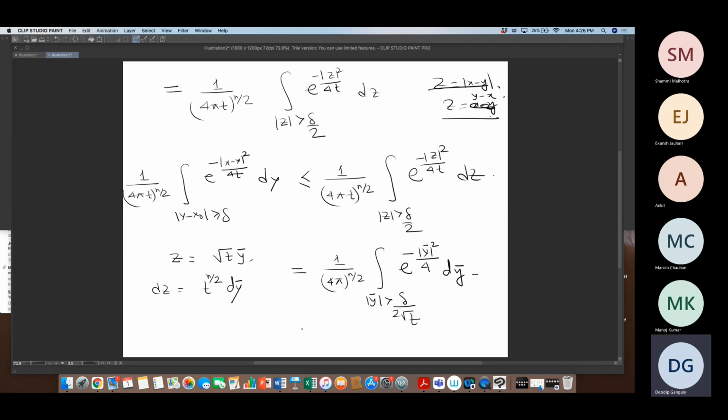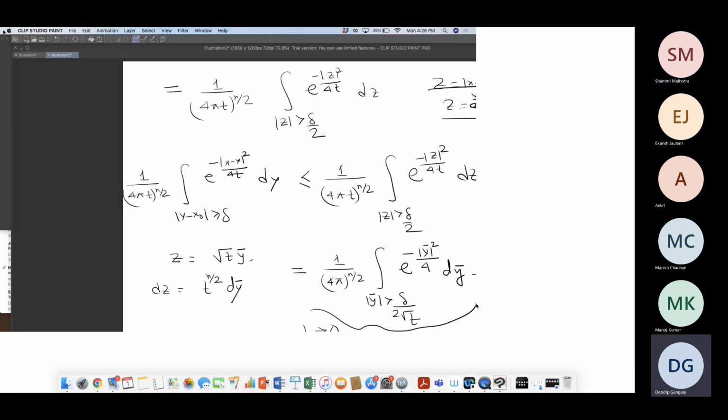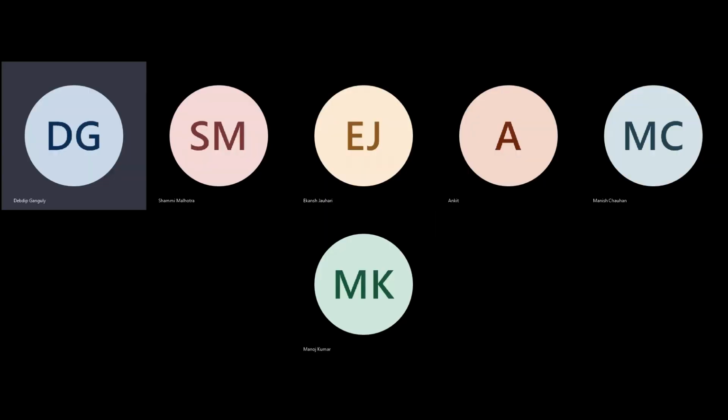Now tell me, when t is going to 0, where will this function go? Tell me. Goes to 0.